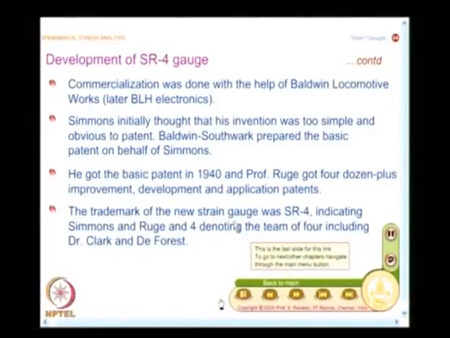So, finally you had this new strain gauge which was born, and which is christened as SR4. The S denotes Simmons and R denotes Rouge, and team of 4. The other two members in the team were Clark and De Forest. You have to know, it is very interesting to see how developments take place. So, you had the role of electrical engineer, a metallurgist, a civil engineer, an aerospace engineer, they have all contributed to the development of strain gauge as a technology.